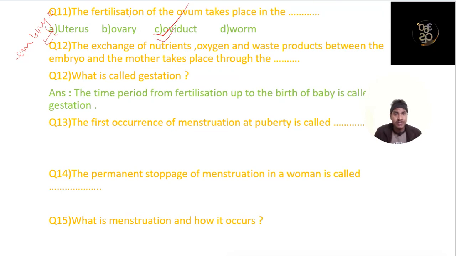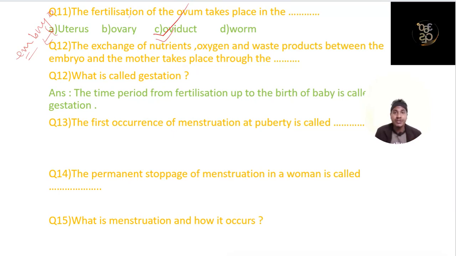So what is the function of ovary? Ovary produces what? Ovum, or you can say ova. And in uterus क्या होता है? एम्ब्रायो फॉर्मेशन होता है और उसमें बेबी की देखभाल होती है.